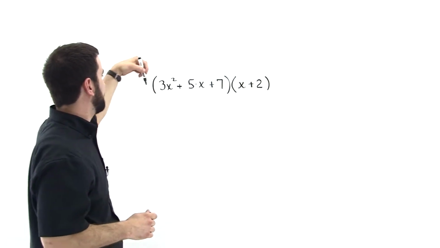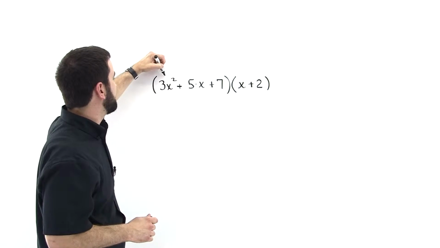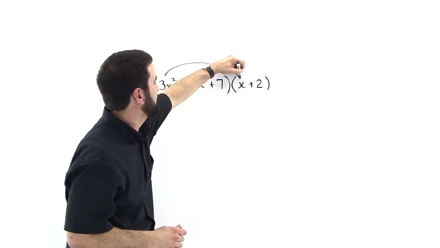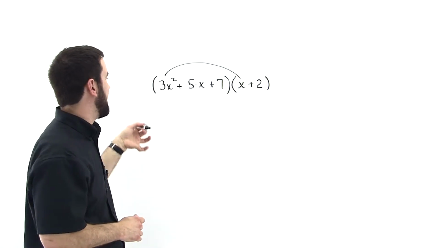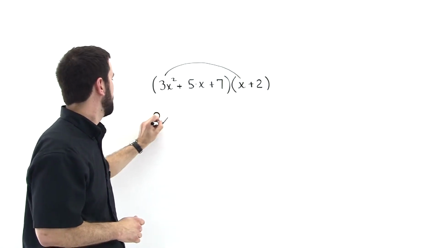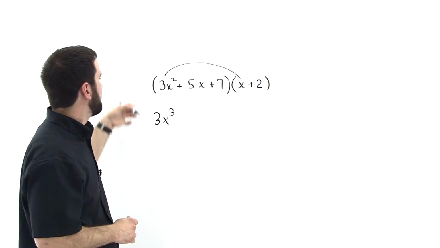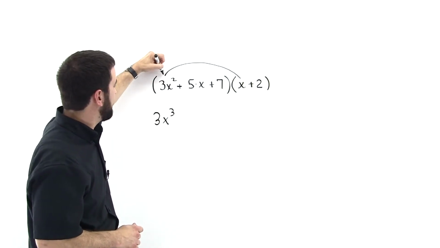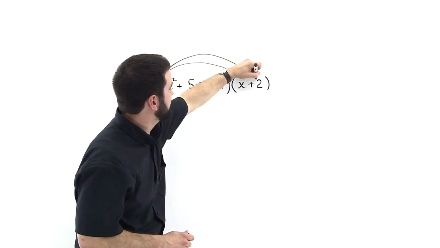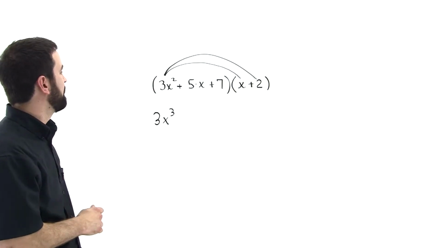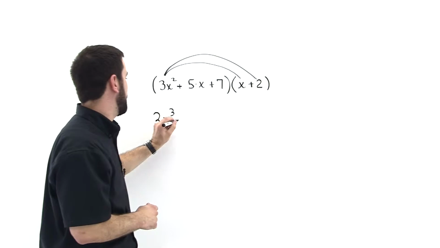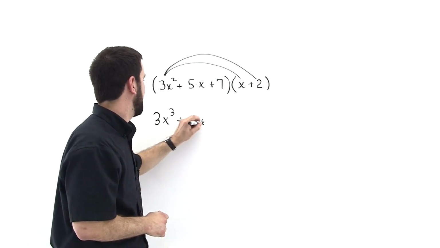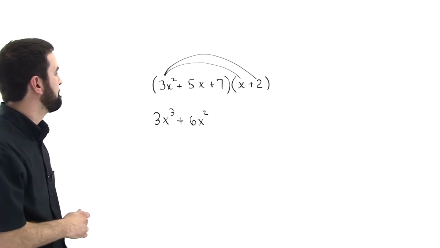So let's first take the first term and multiply this first term times the first term of the second quantity, right? So 3x squared times x is 3x cubed. Then we take this first term of the first quantity and we multiply times that guy right there, right? And so we get 3x squared times 2 is 6x squared, so plus 6x squared, right?